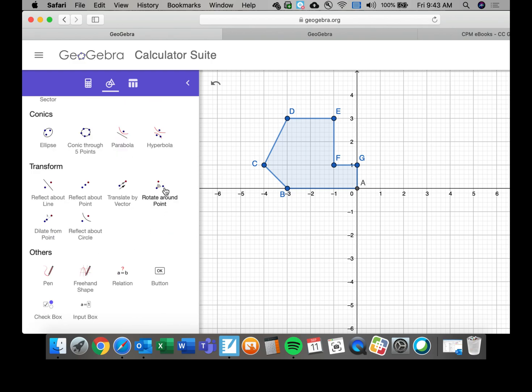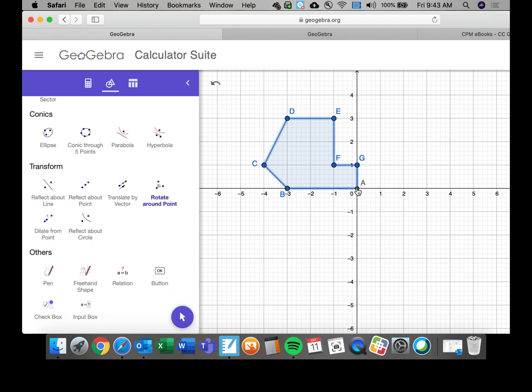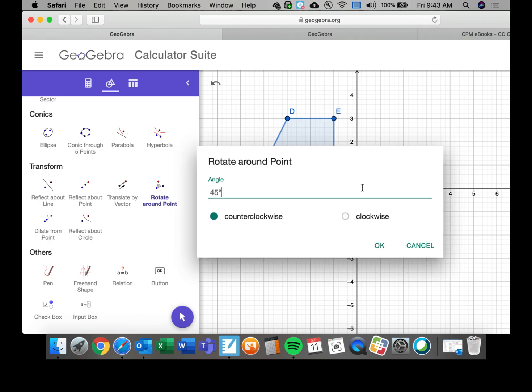So I'm going to go down here and click on rotate around a point. I am taking that shape and I'm going to rotate it about that point, and in the first problem it said to go 180 degrees clockwise is what we were looking at. So here's your opportunity to see if you did your rotation correctly.